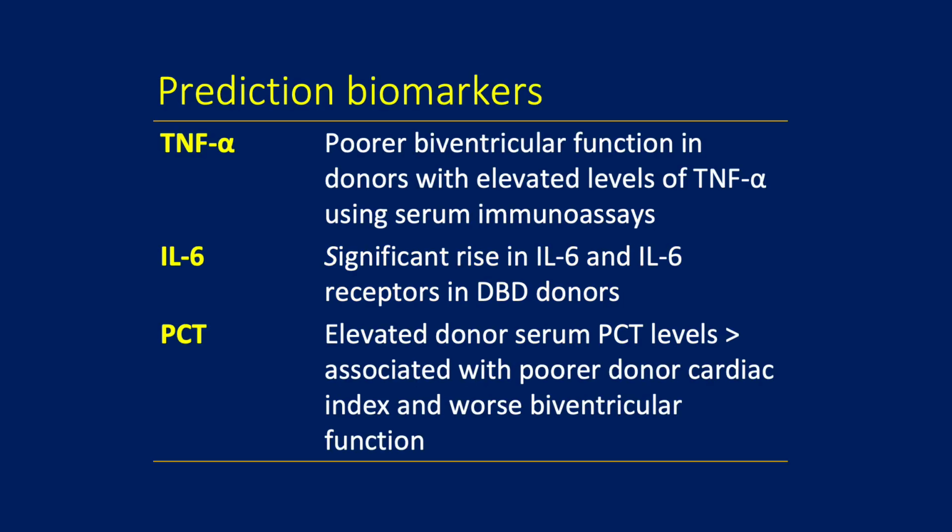Currently, research is ongoing to identify patients who are at risk of primary graft dysfunction. A range of biomarkers have been elucidated. These include TNF-alpha, interleukin-6 and procalcitonin.